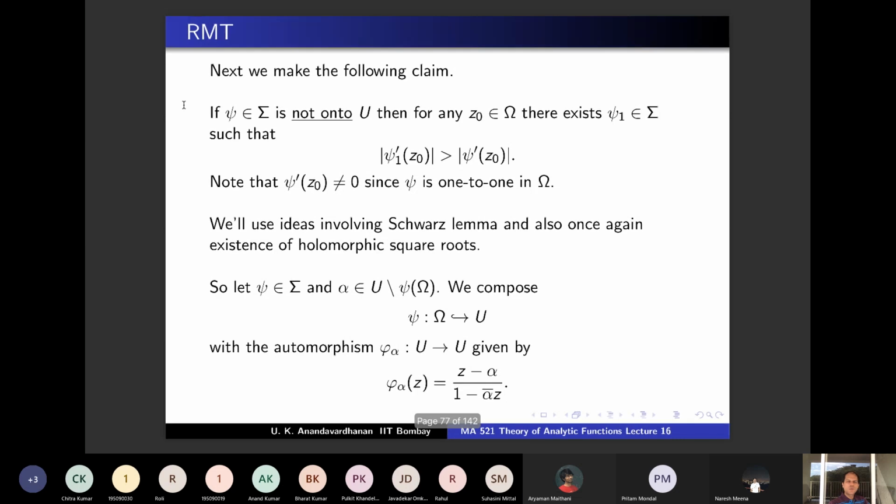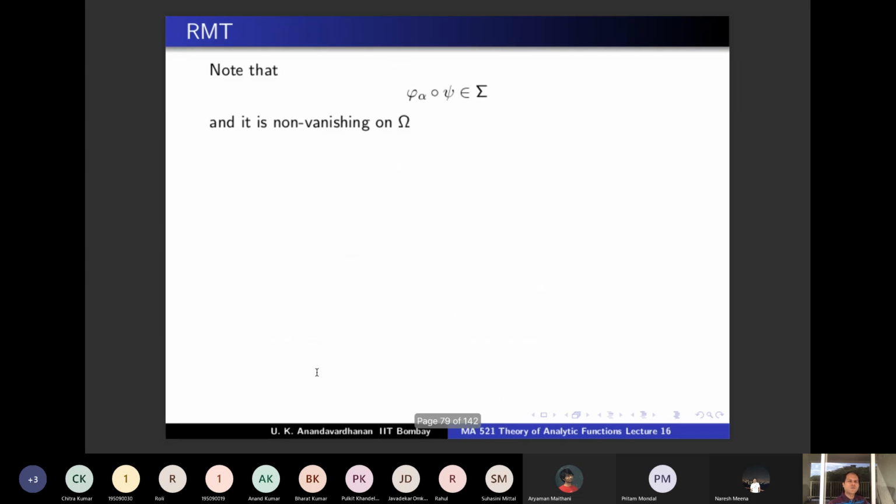Phi alpha composed with psi, because it misses alpha by this construction, is never alpha. And only at alpha can this vanish. So phi alpha composed with psi is non-vanishing.